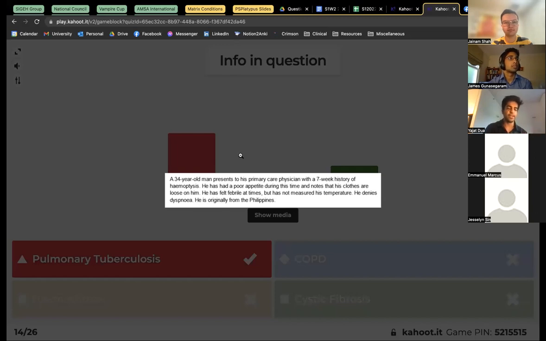And in an exam situation, if you have all these symptoms and then they're older and they're smoking, you're thinking lung cancer. And if they're younger and they're from a South or East Asian country, you're thinking TB. What else do we have?